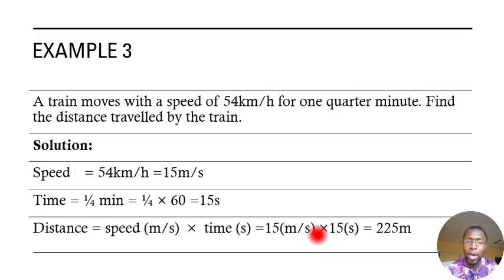Okay, so let's see another example. It says a train moves with a speed of 54 kilometers per hour for 1/4 minute.